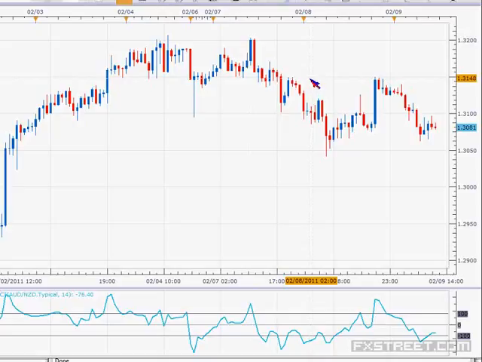I mean, it was a nice move to the downside. I missed it. And you know what? It's like, dadgummit, 5 pips. I missed out on 100 pips for 5 pips. But that's just a part of trading. It comes with the territory. You're going to have that.